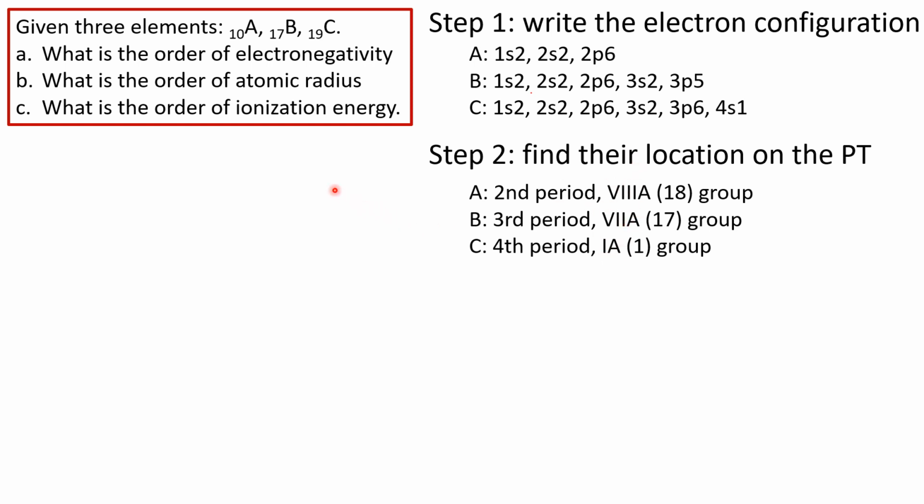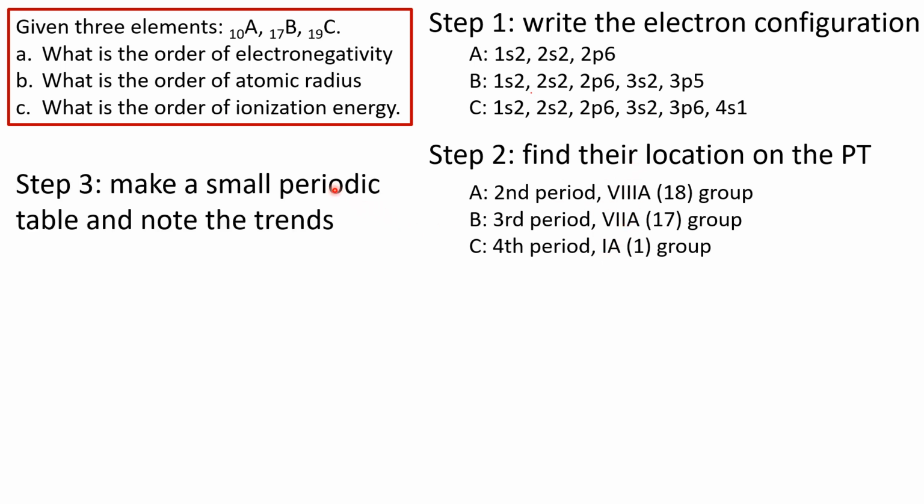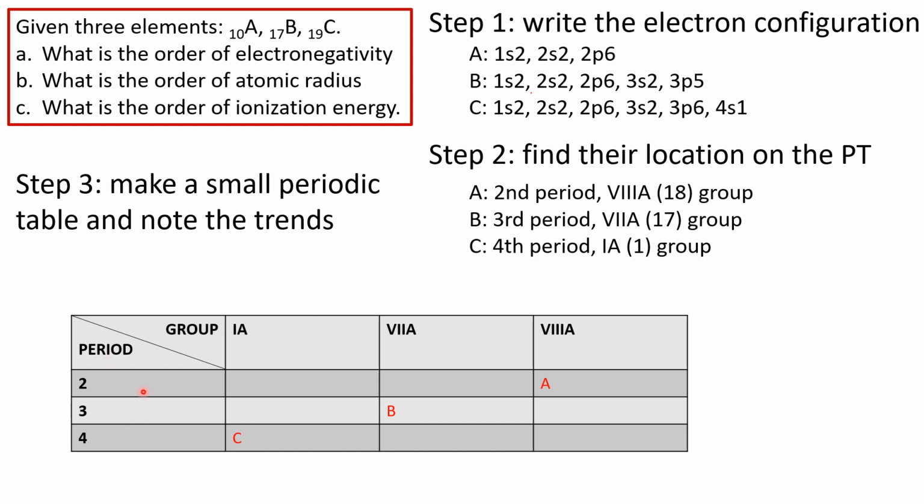And then after that, we have to create a small periodic table, something makeshift, super simple, and note the trends. So basically we know which period, so we're gonna write second, third, and fourth period, and we're gonna write first, seventh, and eighth group. Pretty straightforward, it's not hard. And then you just have to write the trends.